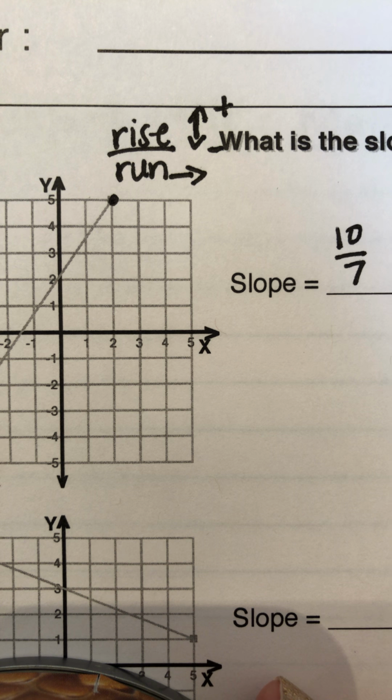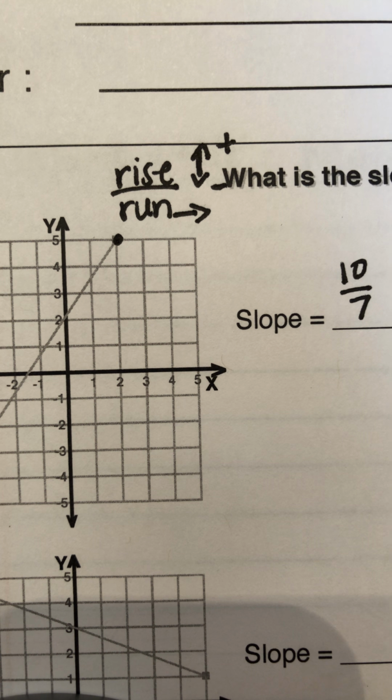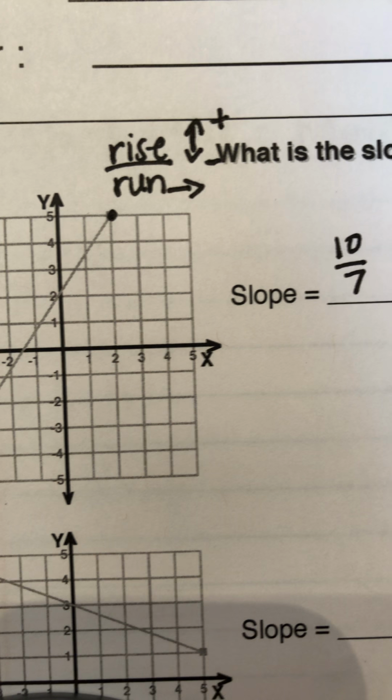10 over 7 is in simplest form, but if you did have a larger number that could be reduced, we'd expect that you do that. And you would know to do that just based on what you have learned previously in those other worksheets.